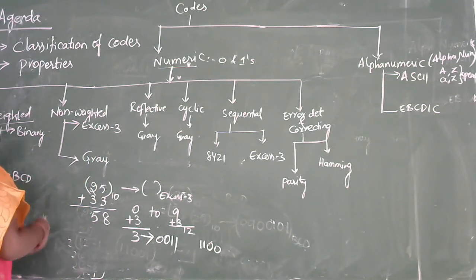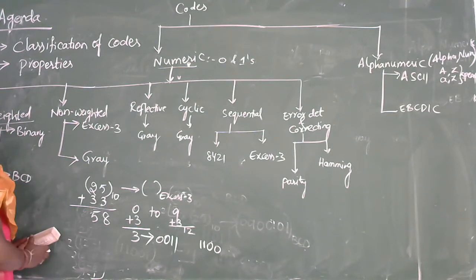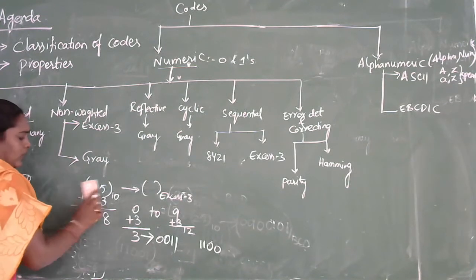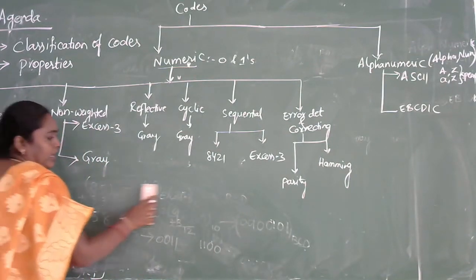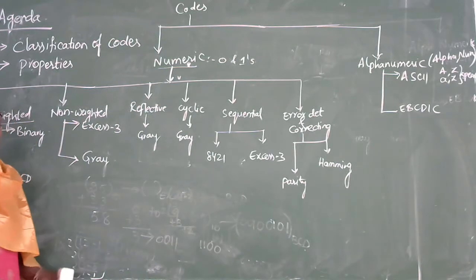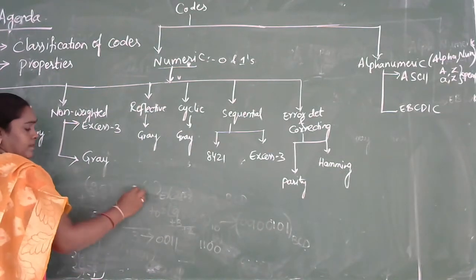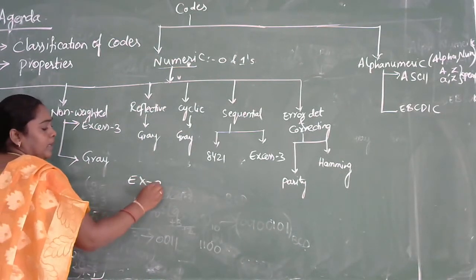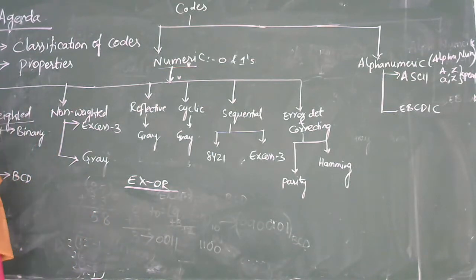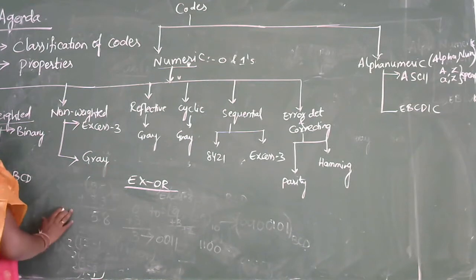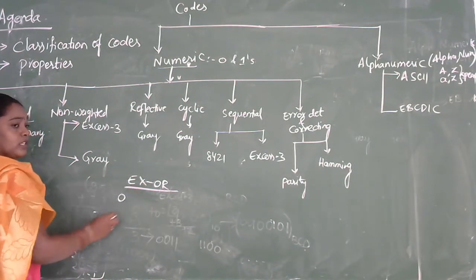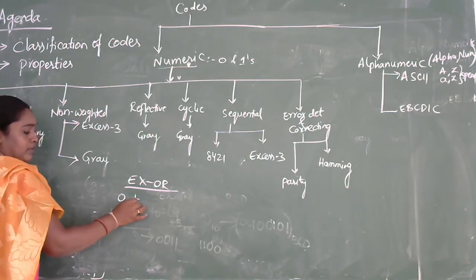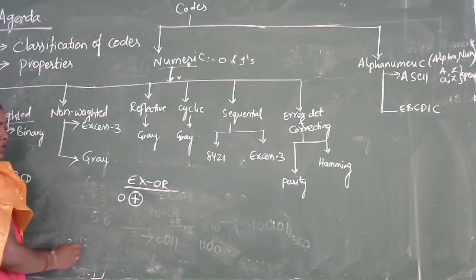Coming to the next example for the non-weighted code, which is a gray code. In case of a gray code, before going for the gray code, we need to know a gate which is called the XOR gate. That is nothing but exclusive OR gate. What we need to remember in case of a gray code is, whenever we are performing an XOR, the notation for the XOR is a plus symbol over a circle.